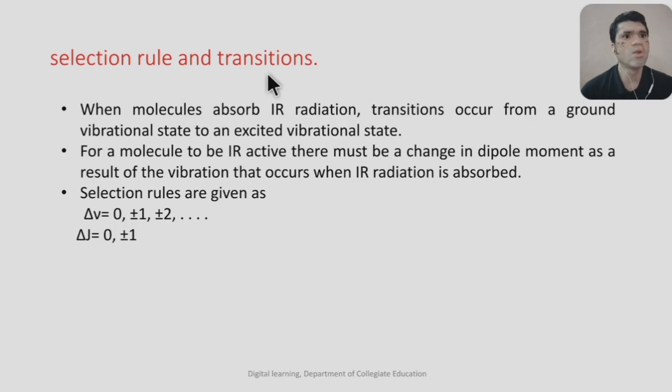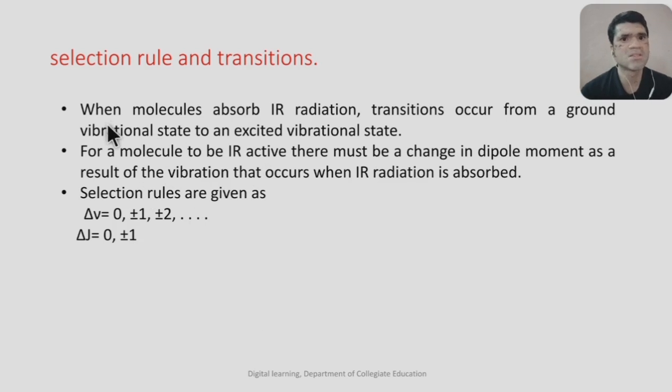Selection rules and transitions. When a molecule absorbs IR radiation, a transition occurs from the ground vibrational state to an excited vibrational state. For a molecule to be IR active, there must be a change in the dipole moment as a result of the vibration that occurs when IR radiation is absorbed. The selection rules are given as Δν = 0, ±1, ±2. This is for the vibration mode. And for rotation, ΔJ = 0, ±1.